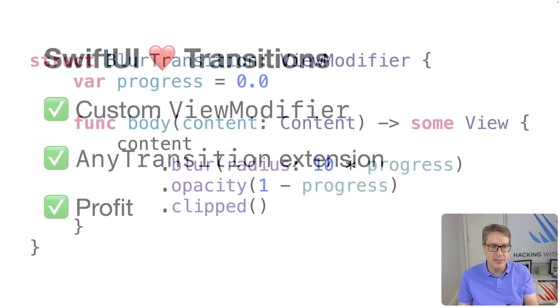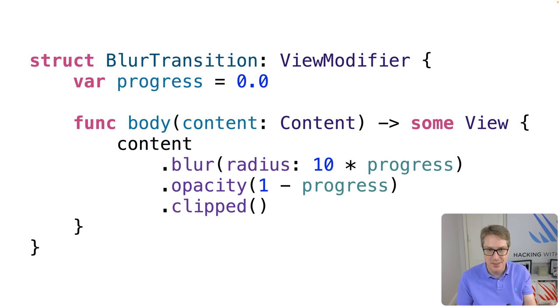Here's one, for example. We could say, make a blur transition with a progress value going between 0 and 1. And what we'll say is, we're going to blur this amount by 10 times the progress. So start not blurred and end up being 10 points of blur. And for opacity, we'll start at 1 minus progress, which means when its progress is 0, it's just starting out, opacity is 1. When it's finishing, opacity is 0. So we fade out over time. So it blurs and fades.